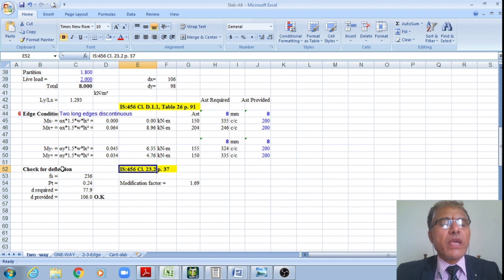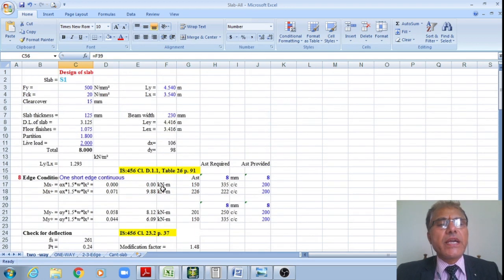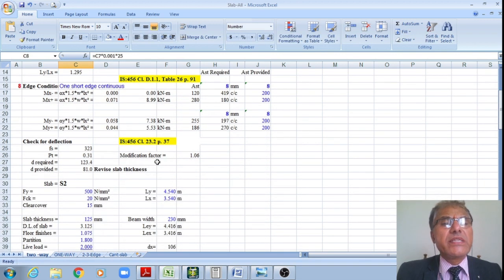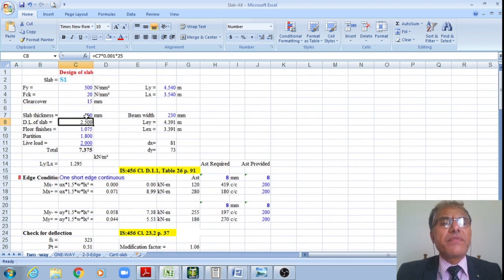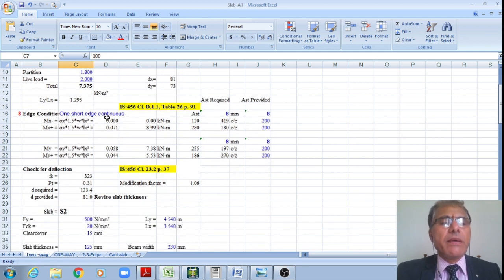Now let us check, is it okay from the deflection point of view? Yes, now it is saying that the depth required is 77.9 mm, whereas the depth provided is 106. It is okay. Now let us check, student, if I change the edge condition, or let us say I decrease the depth of this slab drastically. In the first condition wherein one short edge is continuous, instead of overall depth of 125 mm, I have just changed to 100 mm thick.